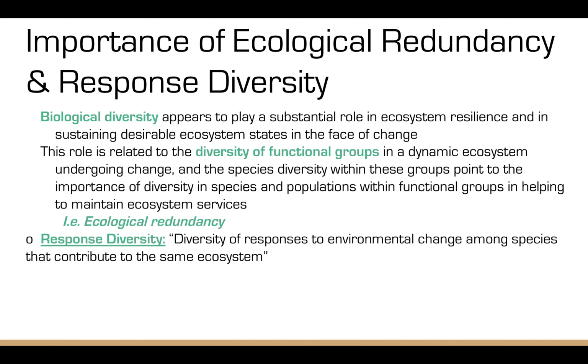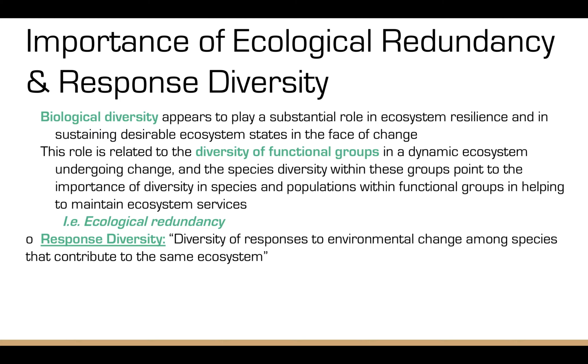So they talk quite a bit about the importance of ecological redundancy and response diversity. I don't want to beat a dead horse with this, but it's an important thing when maintaining biodiversity and resilient ecosystems. So they highlight that biological diversity plays a substantial role in ecosystem resilience and in sustaining desirable ecosystem states in the face of change. And this role is related to the diversity of functional groups in a dynamic ecosystem undergoing change. And the species diversity within these groups points to the importance of diversity in species and populations within those functional groups. And that helps to maintain ecosystem services. So basically, again, ecological redundancy.